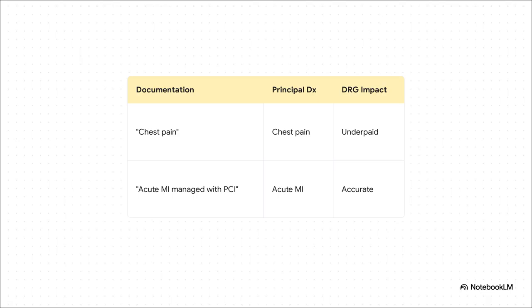Now look at the bottom scenario. With solid documentation reading acute MI managed with PCI to LAD, the coder assigns acute anterior wall MI as the principal diagnosis. They link it to the surgical procedure, which leads to an accurate, much higher weighted DRG that properly reflects how sick the patient was and the resources the hospital actually used.